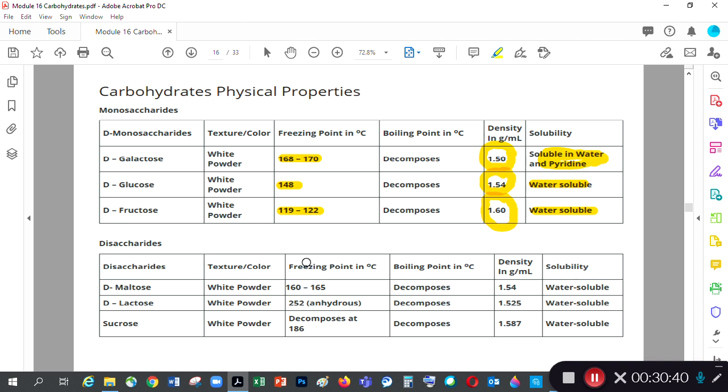The disaccharides, they're really the same thing, correct? They are really the same thing. And maltose, lactose, sucrose are all very unique. They are all of them water soluble.